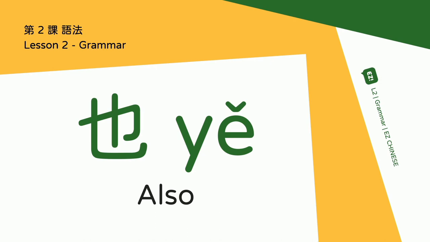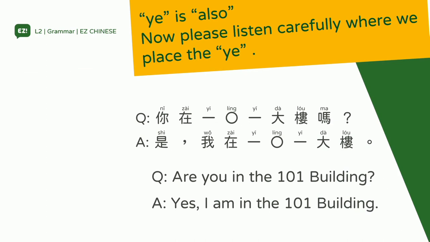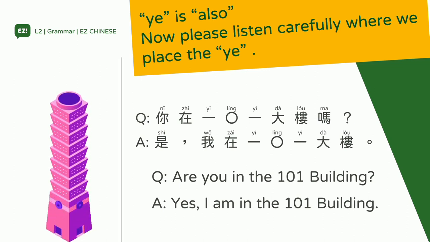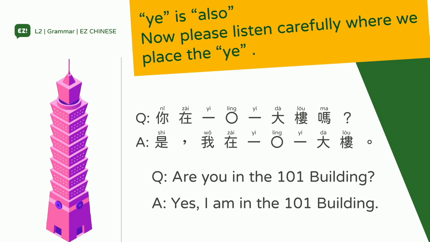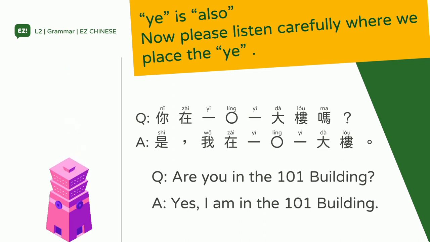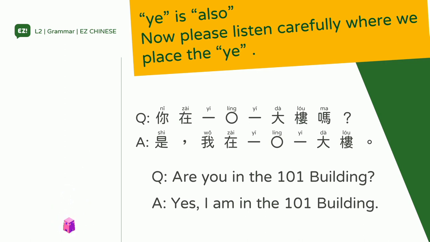也 Also. 也 is also. Now, please listen carefully where we place the 也. 你在101大楼吗? Are you in the 101 building? 是。 Yes. 我在101大楼。 I am in the 101 building.